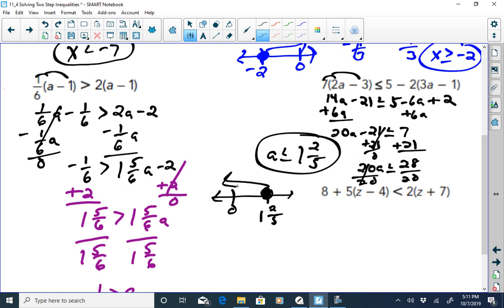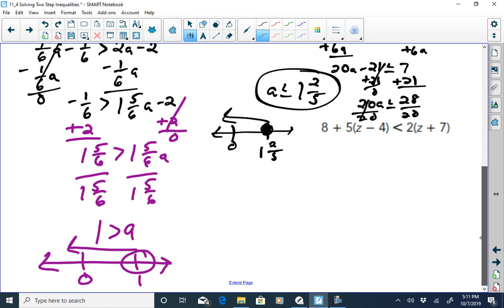Alright? And let's do this last one here. Alright, that should be plenty of examples. We have 8 plus 5 times z is 5z. 5 times negative 4, that's negative 20. Less than 2 times z is 2z. 2 times 7, 14. There's your first step.